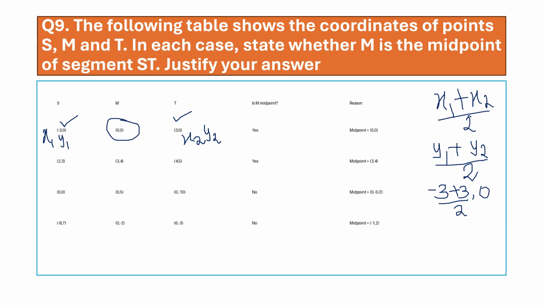So our coordinate is 0, 0. Is it a midpoint? Yes, it is a midpoint. Likewise, you can solve the second, third and the fourth by using the formula x1 plus x2 upon 2 and y1 plus y2 upon 2. Let's take question number 10.